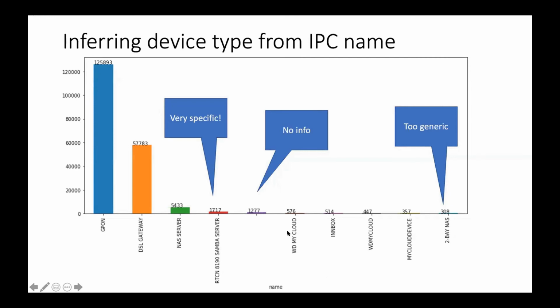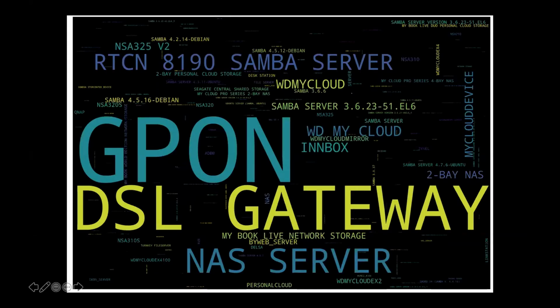WDMI Cloud is a software package from a hard drive manufacturer, so you can guess what that is. And then 2-bay NAS, kind of too generic, you can't really use that much, but yeah, it was pretty good. And this is the word map again, so you can start to see some pretty specific things like the Samba Server 3.6, the actual version is there, Seagate Central Share Storage, MyCloud Pro, sometimes even the Linux version, right? Samba 4.5.16 from Debian, Samba Server 4.76 Ubuntu. So with very basic information, you can guess what kind of OS is behind that, right? Zyxel devices and whatnot. So yeah, I was surprised by that.